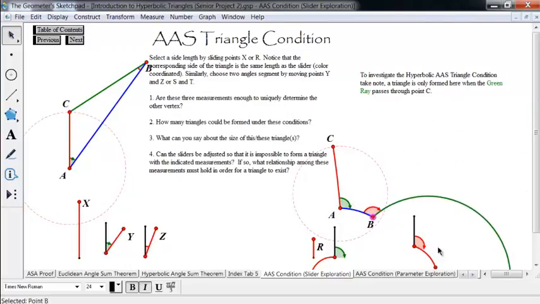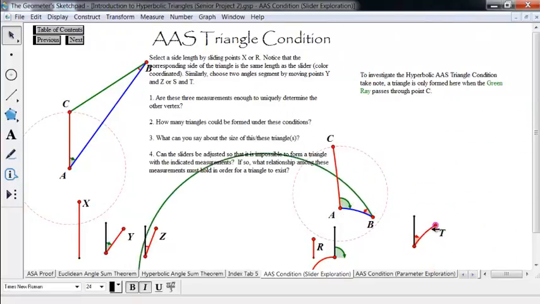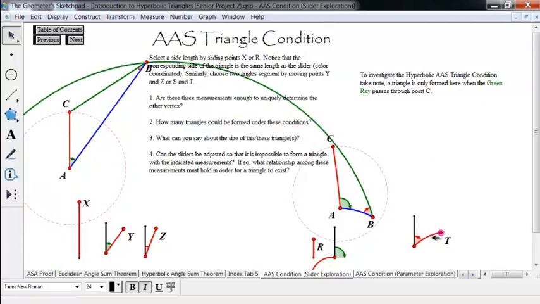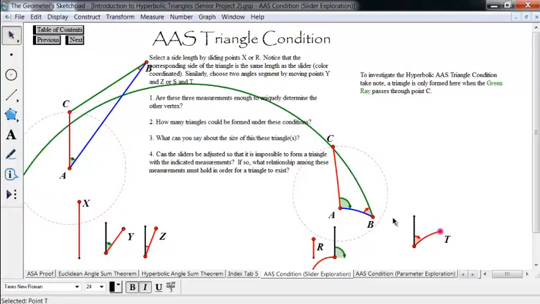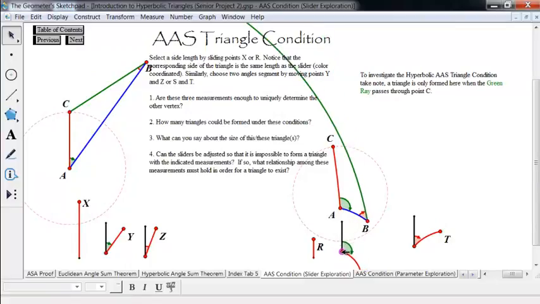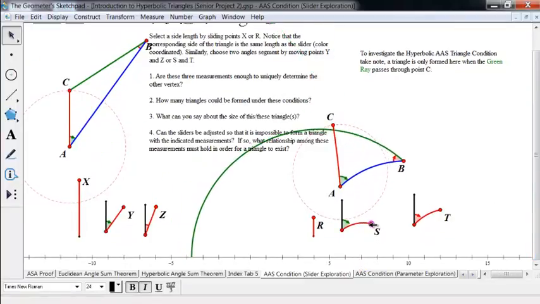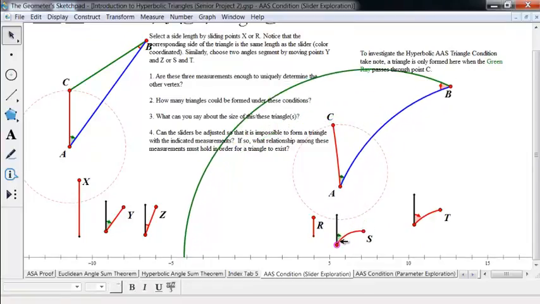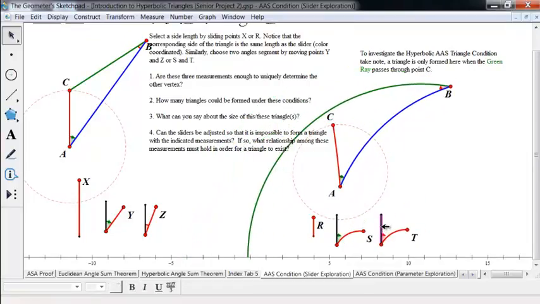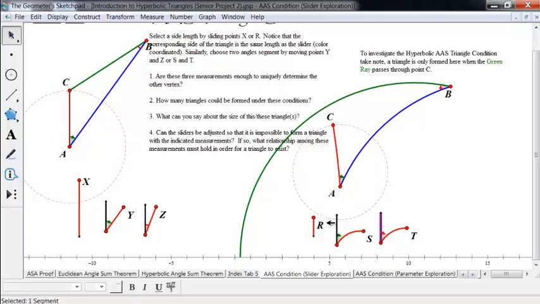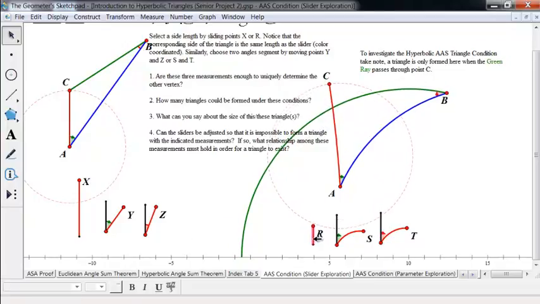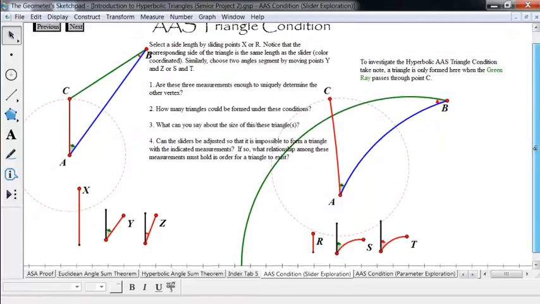So we have really the same condition. If the two angles add up to more than 180 degrees, or pi radians, or equal to pi radians, then there's not going to be a triangle possible. So remember, in the Euclidean situation, the sum of all three angles is pi, but in hyperbolic it's even actually smaller. It's always less than pi.